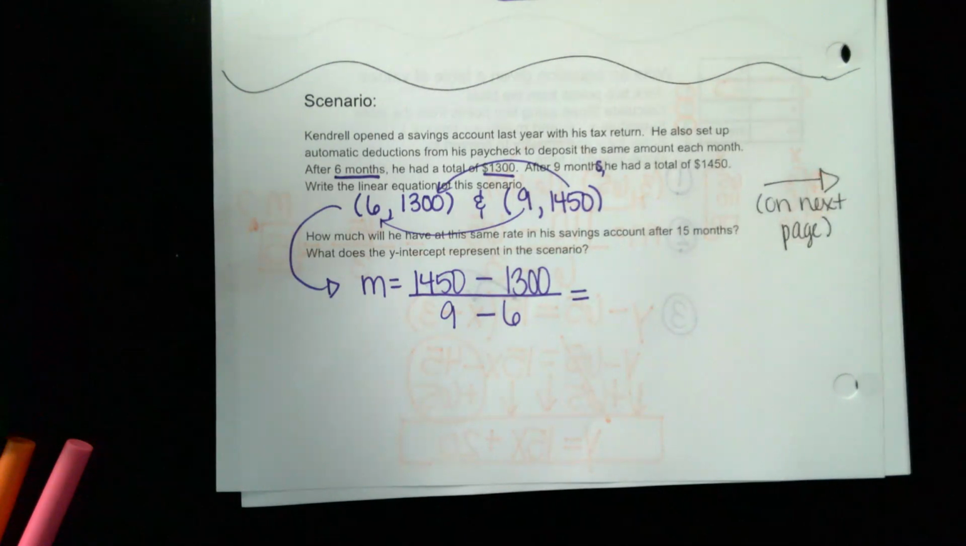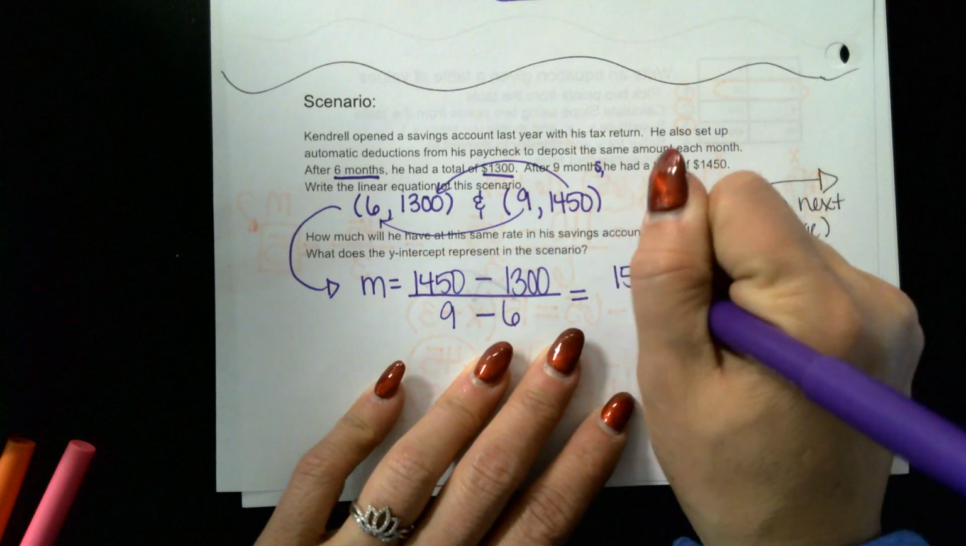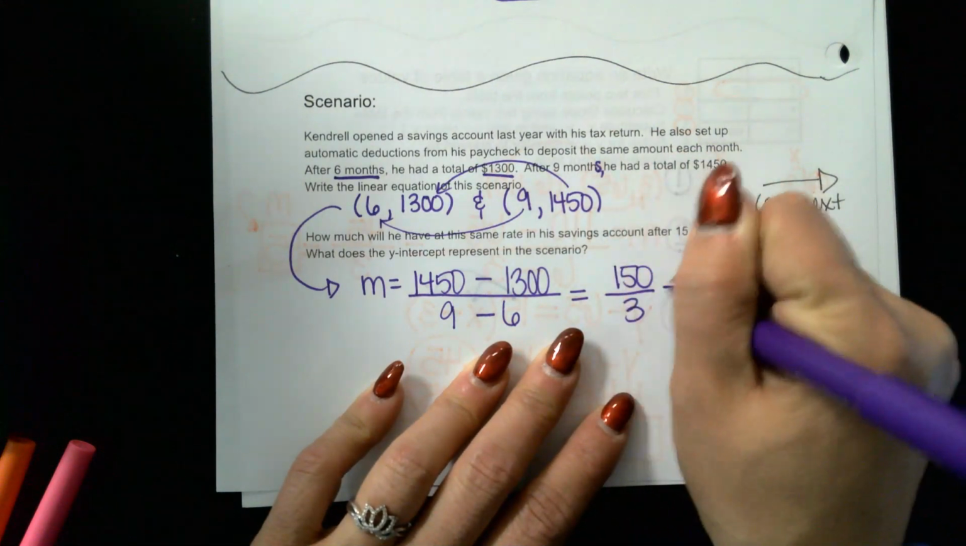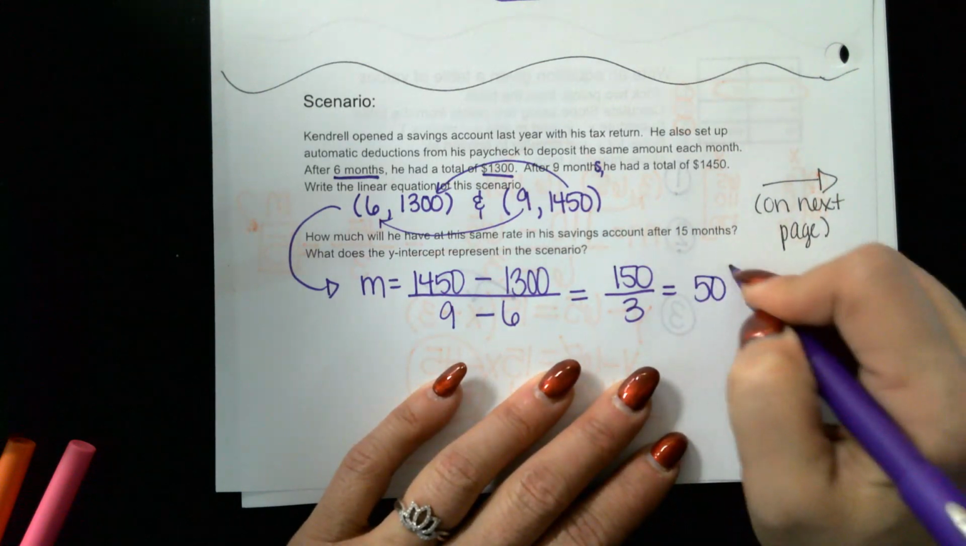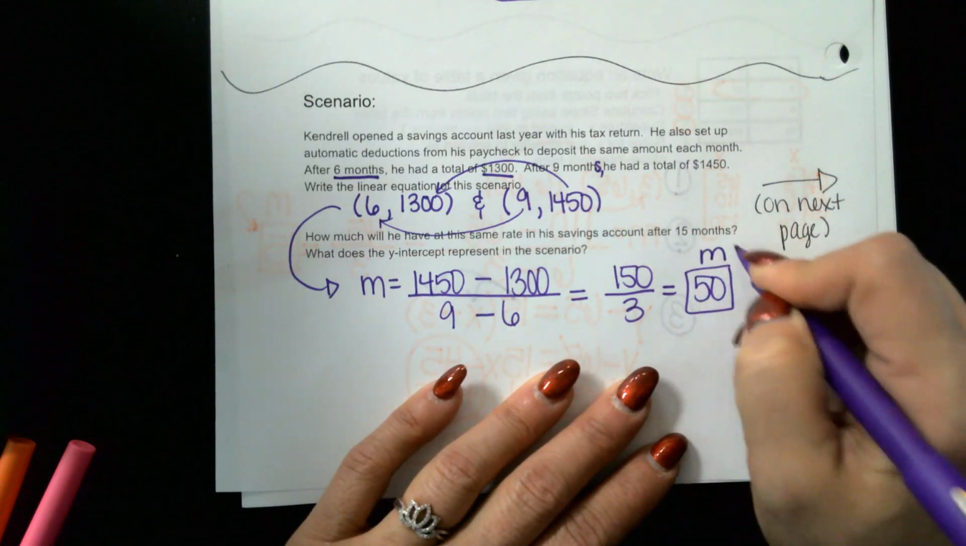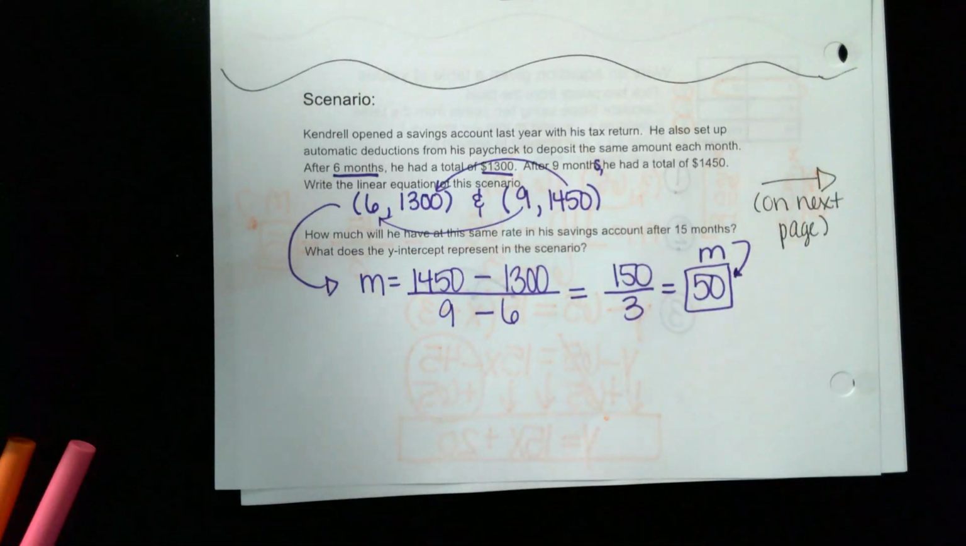I think I got this one. Okay, tell me what you're getting up top. 150. 150? And then on the bottom? And when you do your division. Okay, there's our slope. If we did it backwards, you'd have two negatives, and it would still turn positive 50. Yes.